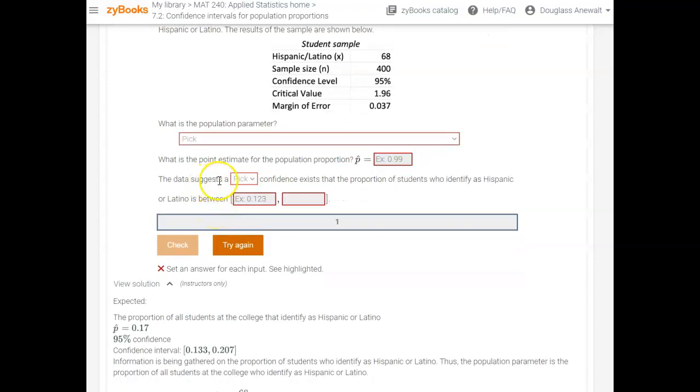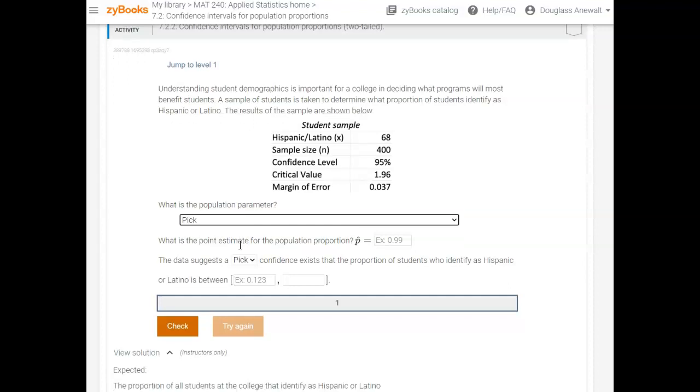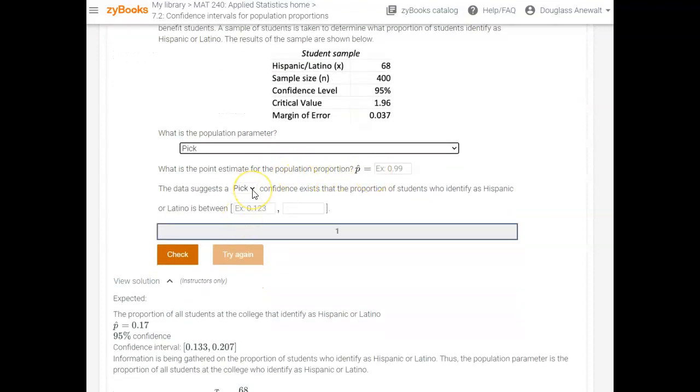All right, the data suggests, I want to be able to click on these. There we go. The data suggests, we're going to use this confidence level of 95%. So the data suggests that a 95% confidence exists, so just match it up to the value you see there, that the actual proportion for the entire population who identify is somewhere in between, and we're going to find the upper and lower limit.